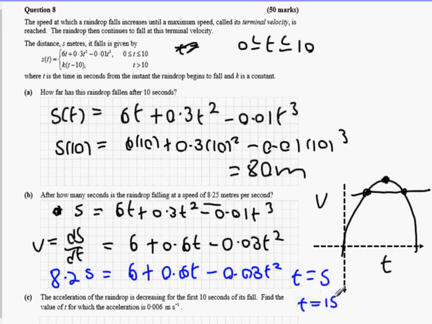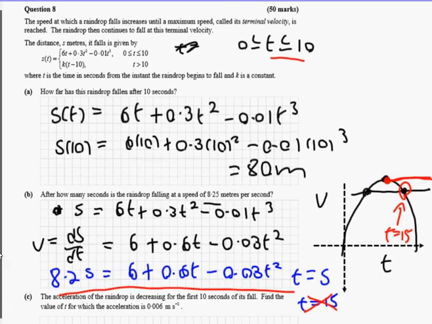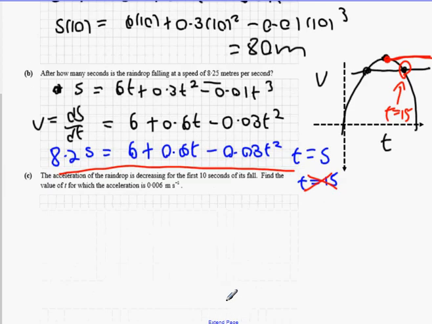Now, I can immediately discount 15 because 15 is not between 0 and 10. And as Keane said rightly, this then reaches a terminal velocity and the velocity then starts to flatline. So it would be located here, that's 15 seconds, but because 15 seconds occurs after 10 seconds, it's not an allowed answer. So the only answer to that question is t equals 5, once you solve this quadratic equation. Okay? Everybody cool?